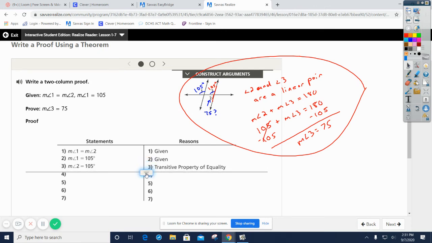All right, then, since angle 1 is equal to angle 2 and angle 1 is equal to 105, then those two are equal to each other by the transitive property. Again, that goes back to that. If A equals B and B equals C, then A equals C.